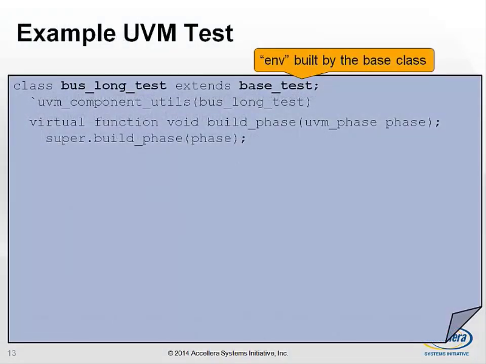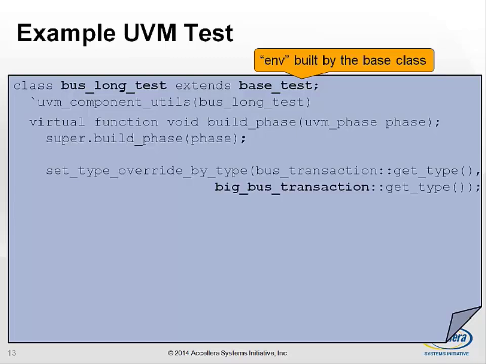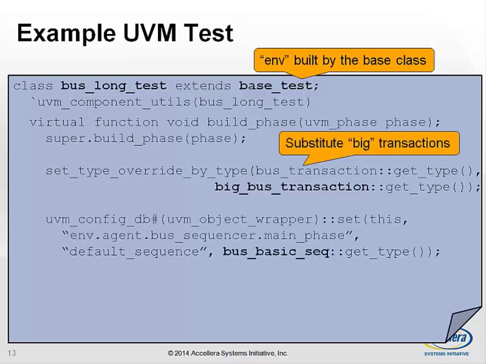An example UVM test, like a more real one, here I have a long test. I want to generate a lot of traffic. So I'm going to extend from my base test. It's a component, so I'm going to register it with the factory in the first method. And then in the build phase, and I think John mentioned some of this sort of thing, I can set a type override. When anybody asks for a bus transaction, give them a big bus transaction.